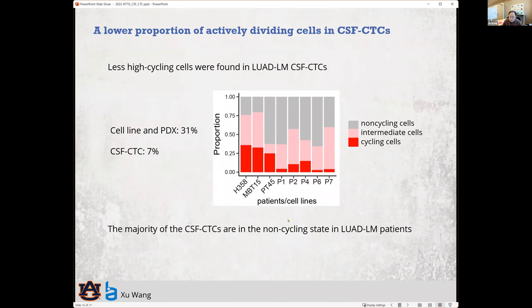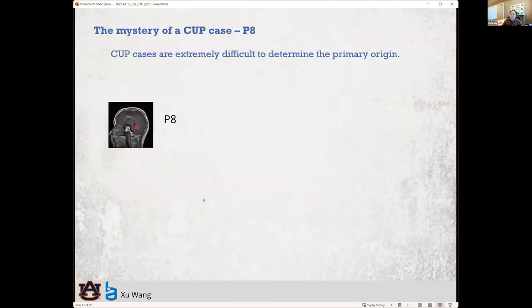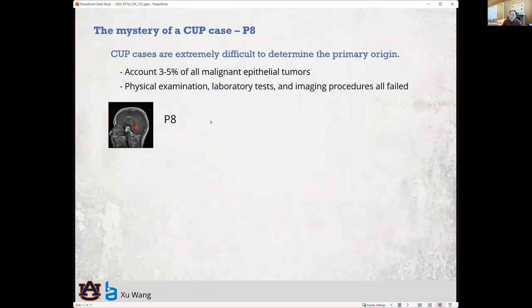So in the next few minutes, I would like to introduce to you a special case of cancer of unknown primary. This patient was included in the same batch. CUP cases are extremely difficult to identify the primary origin, but they're quite important because they account for 5% of malignant epithelial tumors, and the patient outcome is extremely poor. For this patient 8, we can locate the solid tumor in the brain, but physical examination, lab tests, and imaging procedures all fail to identify the primary location.